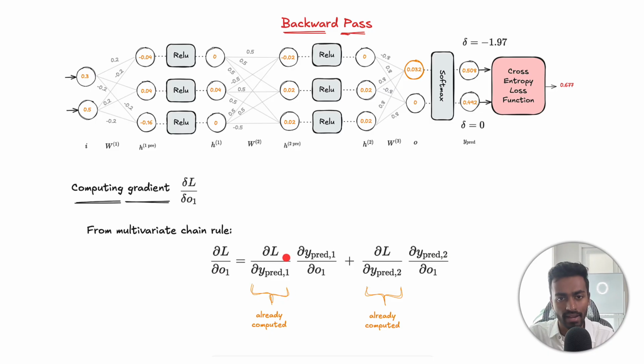So we've already computed the first part of how much the loss changes with respect to ypred1, that's negative 1.97, and how much the loss changes when you change this output neuron, ypred2, which is 0 in our case. But now we have to compute these two values here. So let's walk through those.